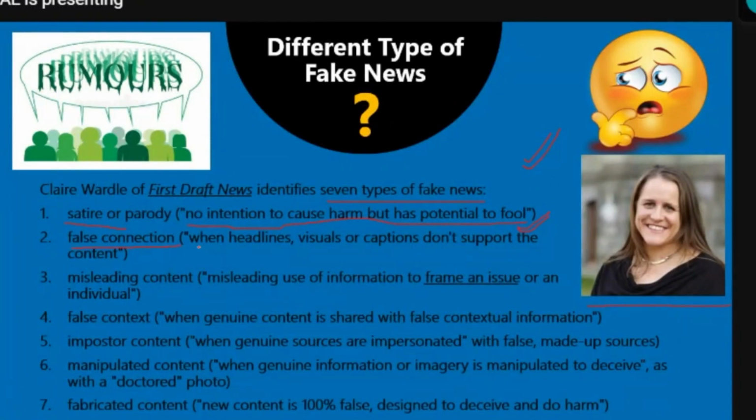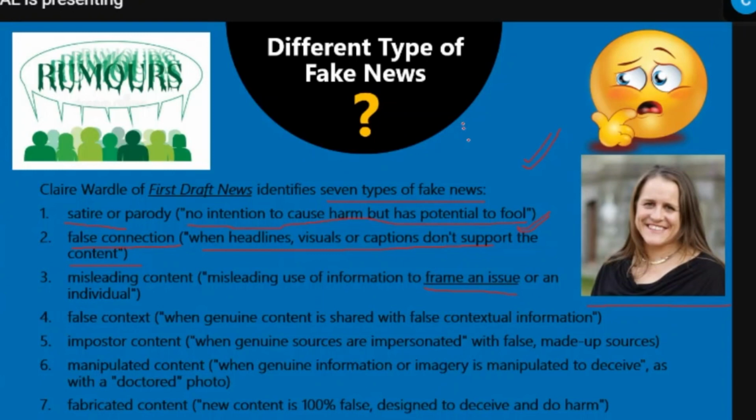The next is false connection. False connection is when the headlines, visuals or captions do not support the content. Suppose some headline is written and it is not supporting the content, or some photo is there and it is not supporting the content. This is called false connection. And now the third type of news is misleading content.